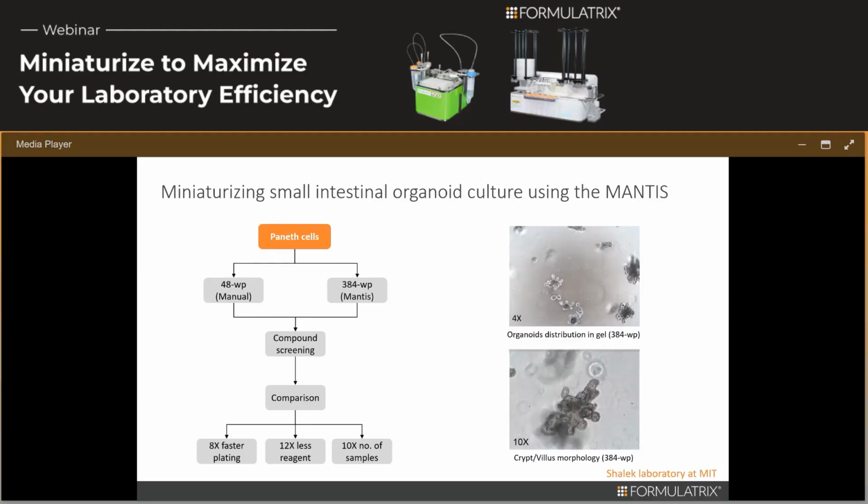The benefits obtained were significant. As using Mantis, 8x faster plating was done, 12x less reagent was used, and 10x greater number of samples were analyzed, rendering the process time efficient, cost effective, and of high throughput.